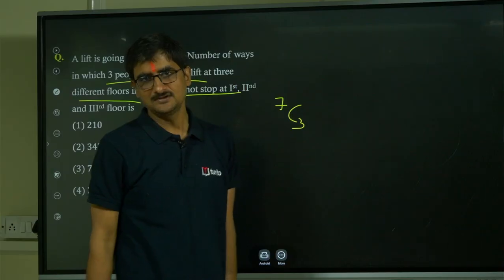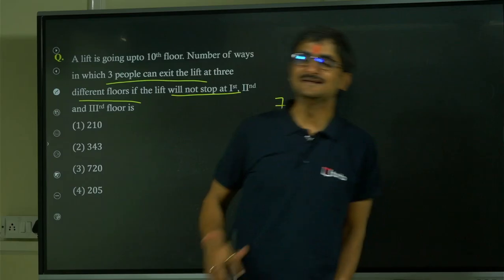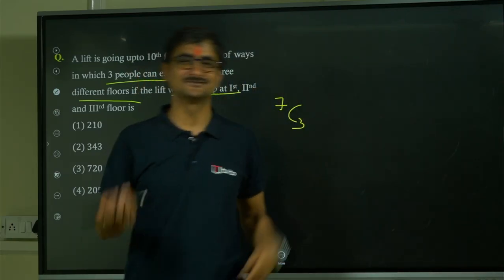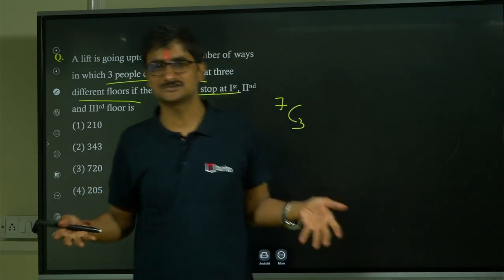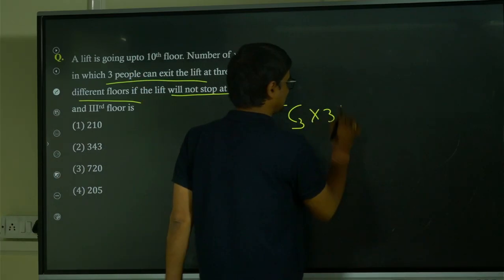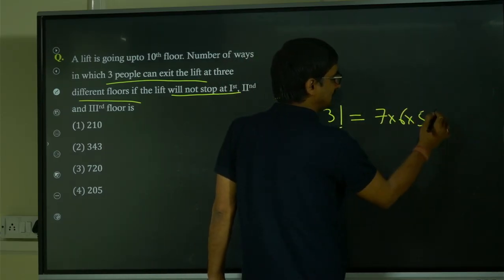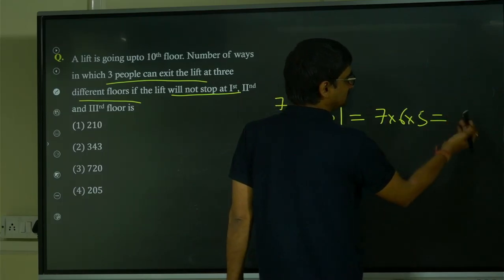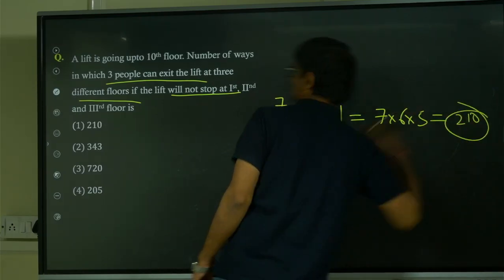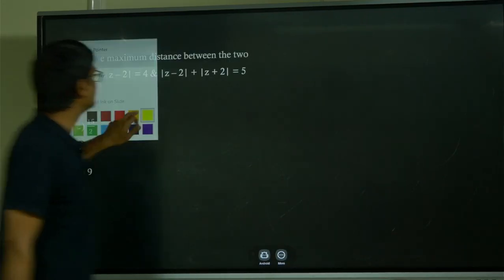Okay, so it's 7C3. Now, of course, 3 persons are there. 3 floors you have already chosen, so 3 balls, 3 persons and 3 boxes, 3 floors. In how many ways you can put those balls in the boxes is 3 factorial. So the answer is 7 into 6 into 5 by 3 factorial into 3 factorial, 42, 210. That should be the answer here, bacho. I think that was again a simple question.